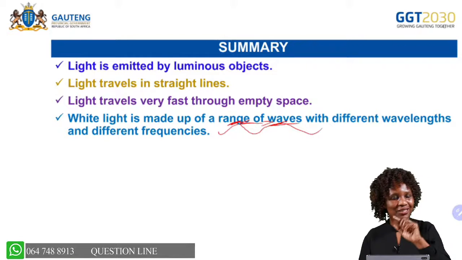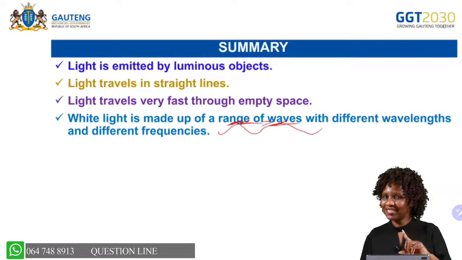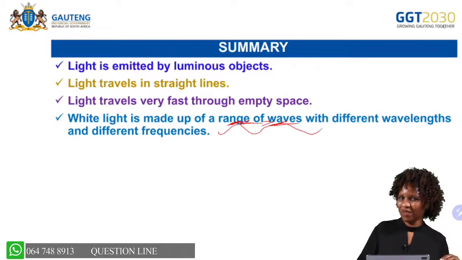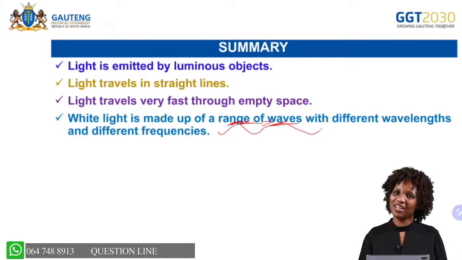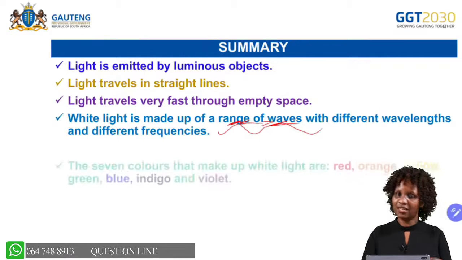Therefore, red has the lowest frequency and violet has the highest frequency. But violet has a shorter wavelength and red has a longer wavelength. Interesting. And then let's check the next one.